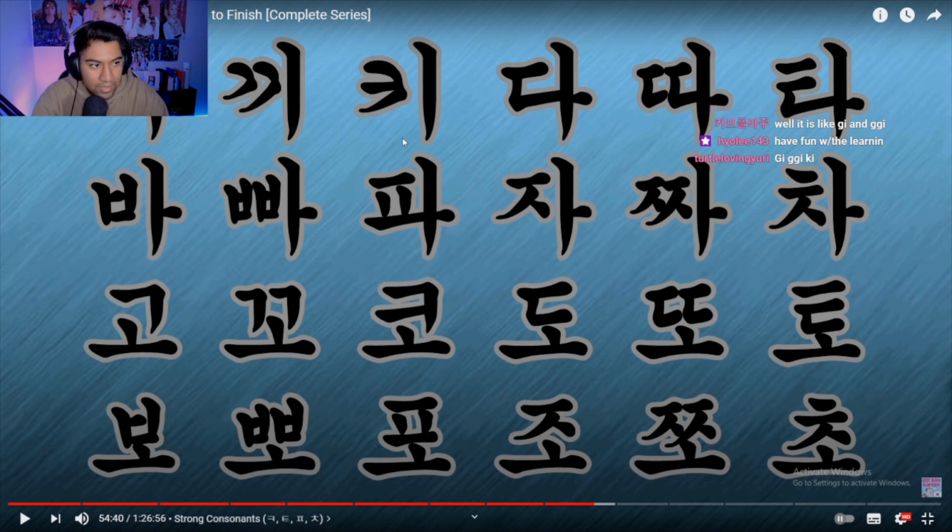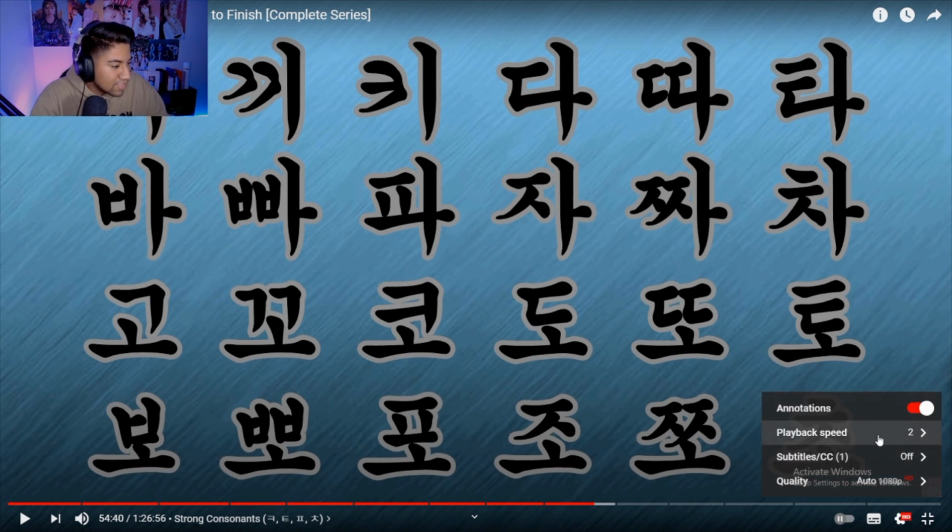I feel like the first one you pronounce by like airing it out. So ki, ki. I did it. Yeah. There you go. The double consonants is the one that I just don't know how to pronounce. I guess gi. I'm gonna actually slow it down for this part just to see.